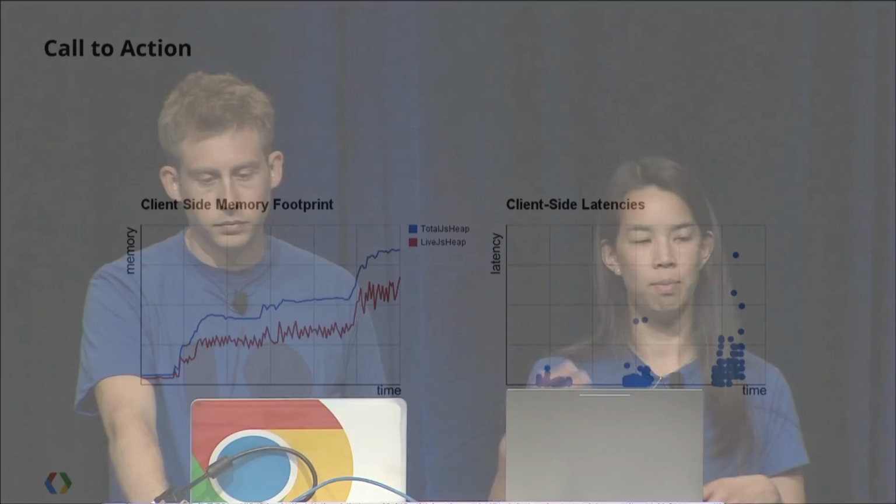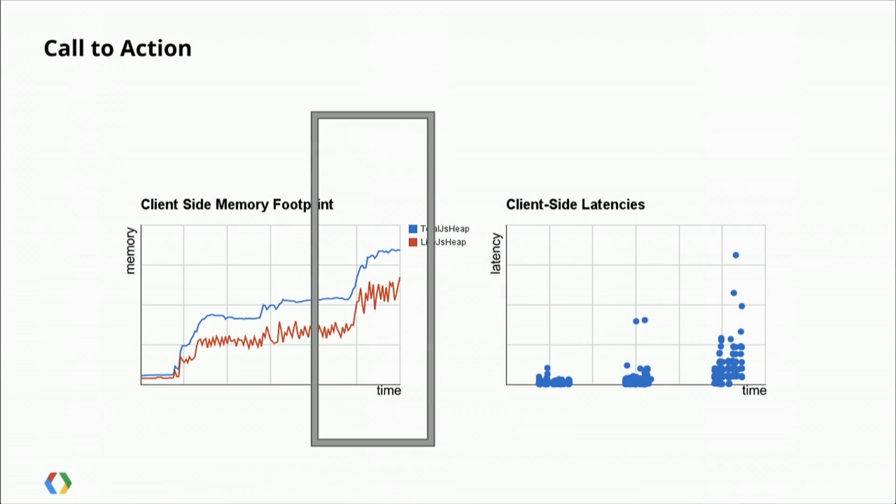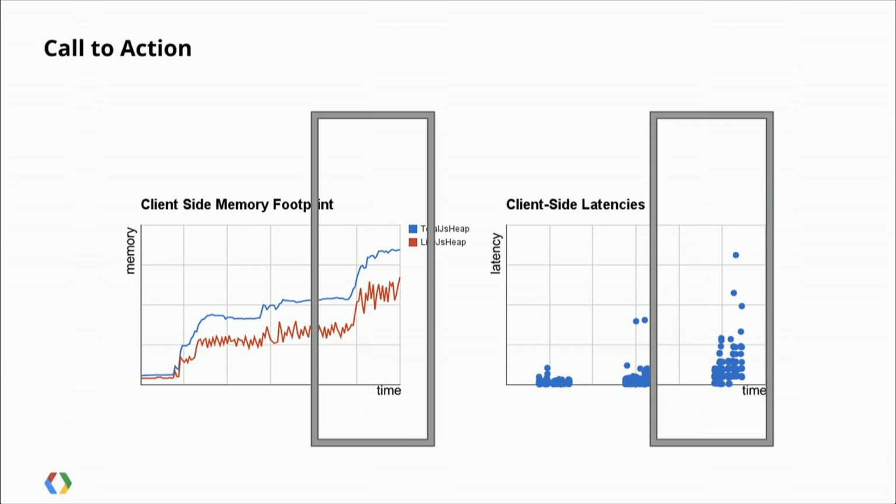So really, what we're asking of everybody in this room, and hopefully beyond, is to think about how your memory usage is affecting your performance. We saw that the higher the memory footprint, the longer the latencies were and the wider the variance. And so really, these GC pauses can be a performance killer.